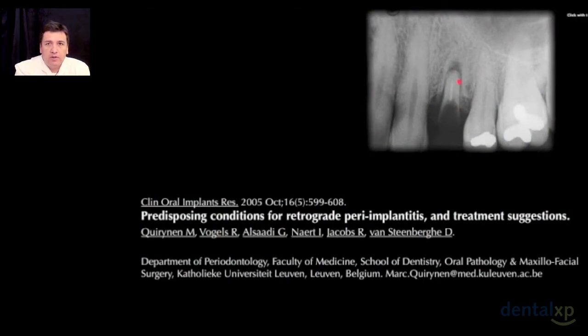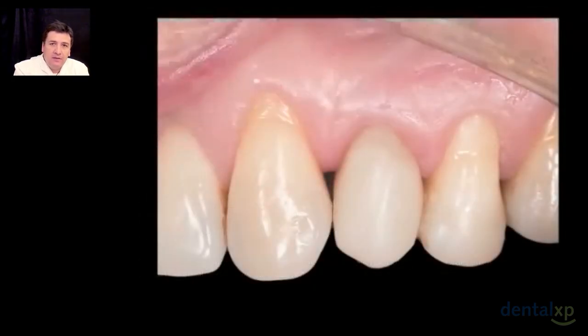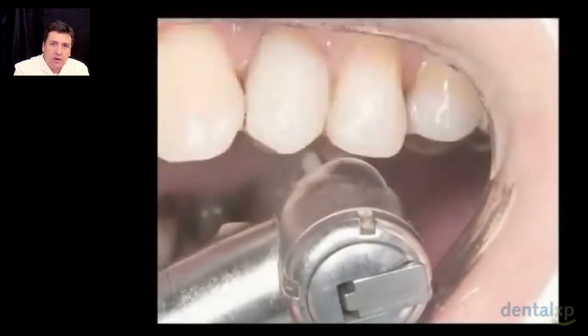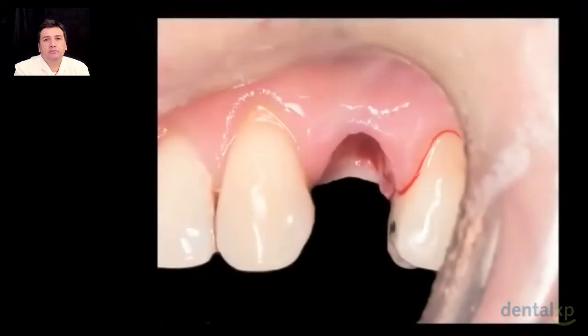What is more important right now is the periapical lesion. We have predisposing conditions for retrograde peri-implantitis, which was very well described by Daniel Van Steenberghe and Marc Quirynen in one article that you are seeing right now. And after that we treat that with the extraction and the correct curettage of the socket, we have this situation.